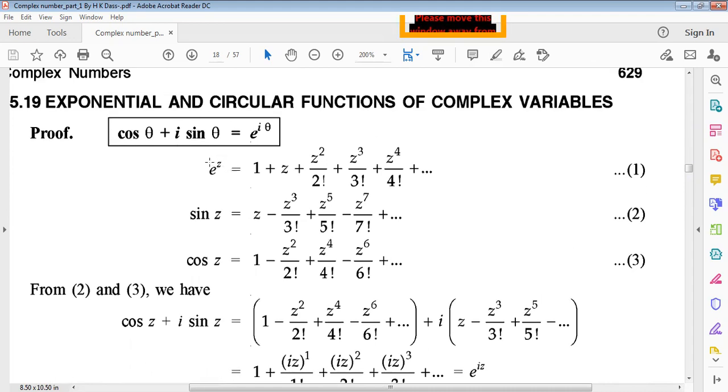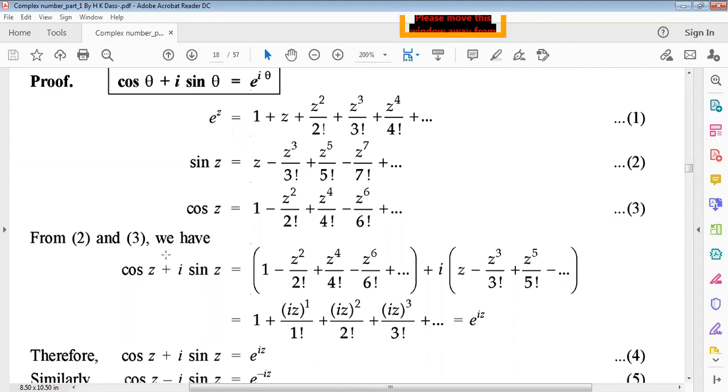Actually e to the power x is the series 1 plus x plus x square by factorial 2, x cube by factorial 3, x to the power 4 by factorial 4. This is the e to the x series. In place of x we replace it with a complex number z, e to the power z, where z is the complex number a plus ib or x plus iy. This is equation 1, and sin z is another series, cos z is another series. You must know about this from C++ programming, you have used this.